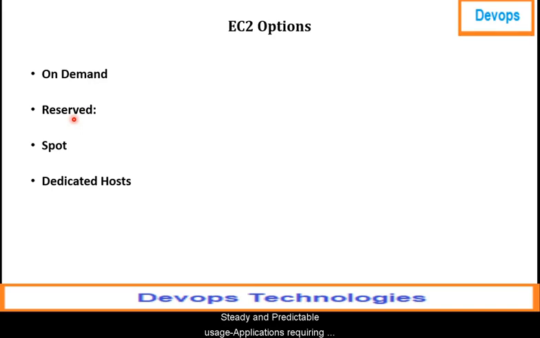Third option is spot. It is a bid for the price one needs to pay for the instance capacity. It gives greater savings for applications having flexible start and end times, very low cost compute, and no cost for the hour in which AWS terminates the instance. Fourth option is dedicated host. Physical EC2 servers dedicated for your use. It will be very useful in the case of server-bound licenses and regulatory requirements.